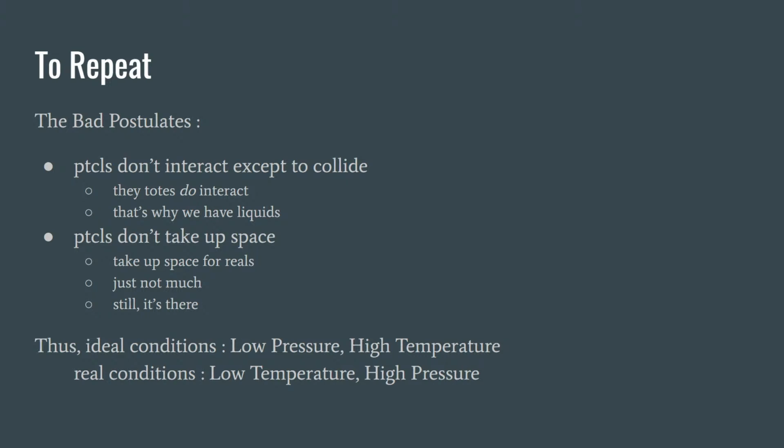So ideal conditions mean low pressure and high temperature. Low pressure so that the space between the particles is huge compared to the space of the particles themselves, and thus we can neglect the volume of the particles. High temperature so that the particles just don't have time to interact. Real conditions occur if you violate those.